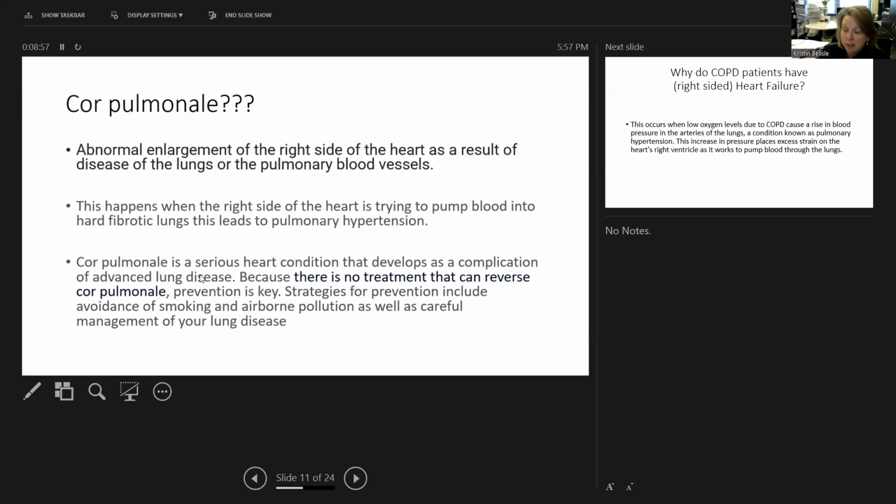There's no treatment, and I know that it says can there, and I apologize. It should say they can't reverse it. They can't. Once we're there, it's severe. The right-sided failure is there. We can't fix that, but we can hopefully prevent it from happening. And we can hopefully avoid smoking, pollution, anything inhaled that would damage the lungs even more, and have the patient really manage their lung disease.